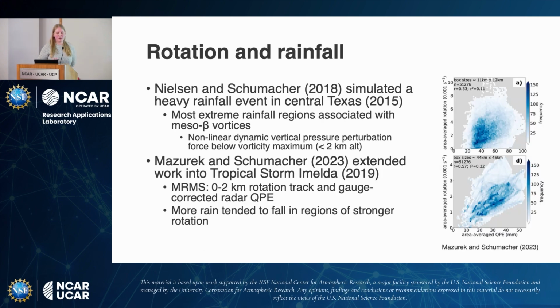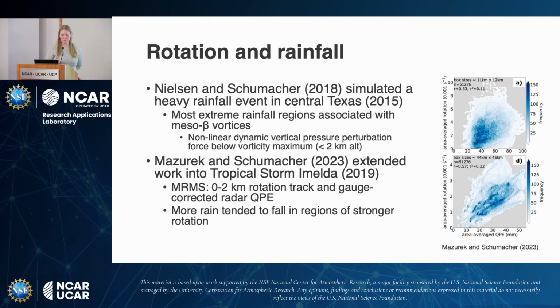More recent work by Nielsen and Schumacher simulated a heavy rainfall event in central Texas, and they found that the most extreme rainfall regions were associated with meso-beta vortices. They found it was specifically the nonlinear dynamic vertical pressure perturbation force below the vorticity maximum, so really shallow, below 2 kilometers, that was key to lifting otherwise less buoyant air to help increase the rainfall. However, this was in much more supercellular dynamics. The buoyancy profile is different.